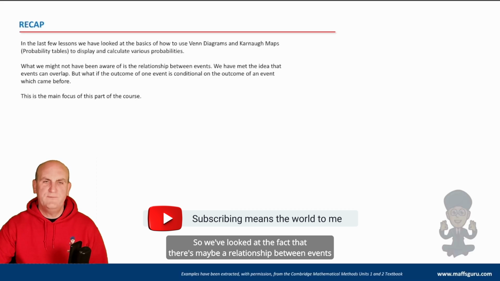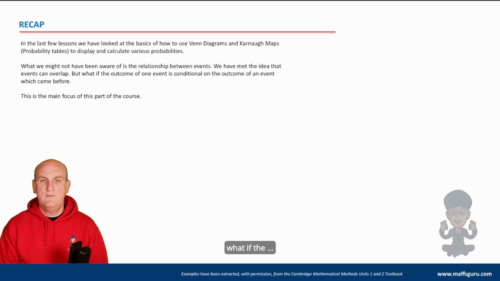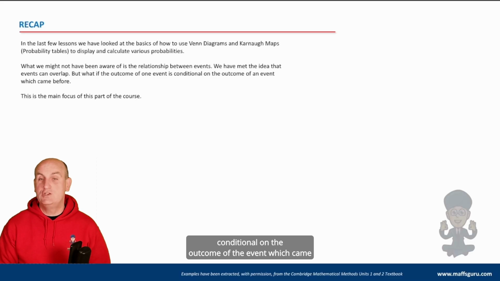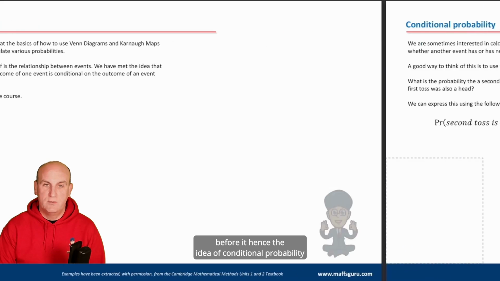So we've looked at the fact that there's maybe a relationship between events. What if the outcome of one event is conditional on the outcome of the event which came before it? Hence the idea of conditional probability.